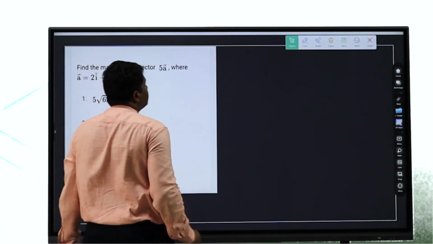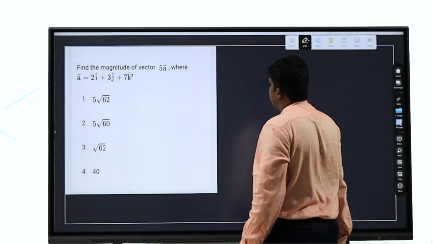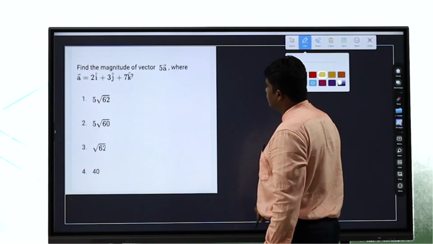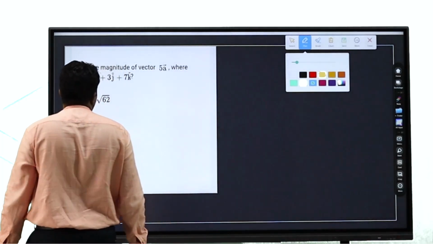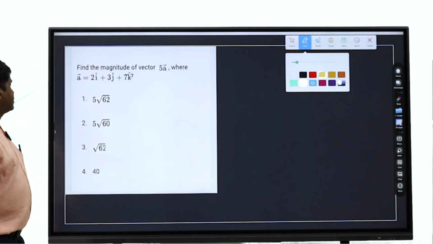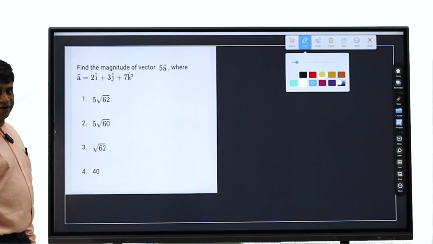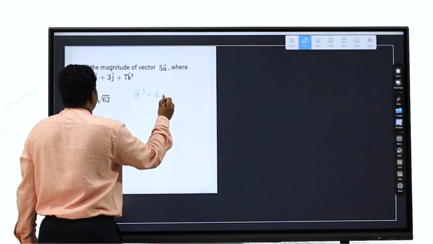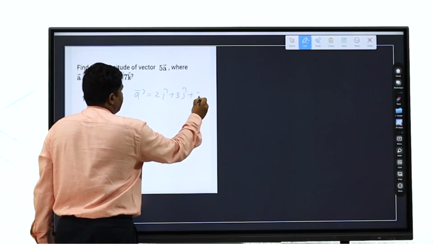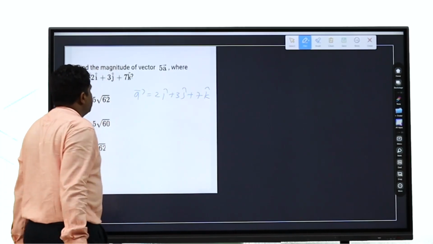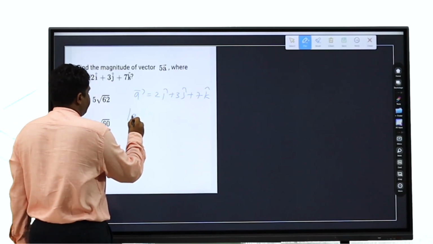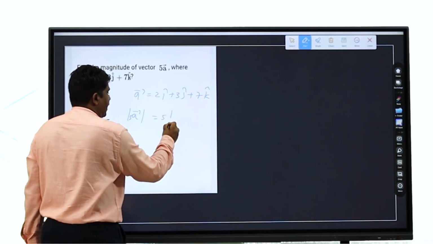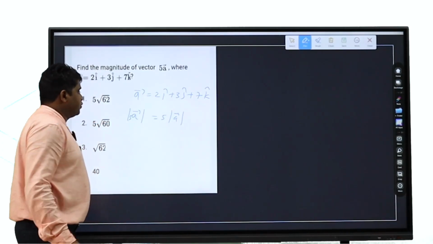Then there is a question. Find the magnitude of the vector 5a, where a is equal to 2i plus 3j plus 7k. a is given as 2i plus 3j plus 7k. The magnitude of vector 5a, that we have to find. Magnitude of 5a is equal to 5 into magnitude of a.